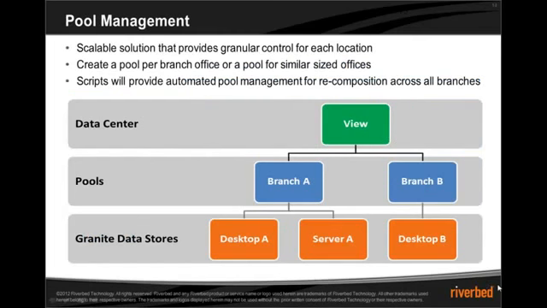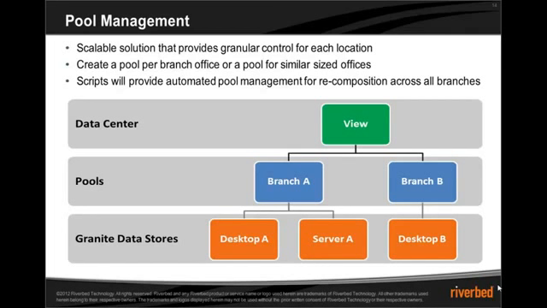Let's take a slightly more detailed look at some of the design considerations of the VMware Branch Office desktop solution when featuring the Steelhead EX plus Granite. The goal is to deliver a scalable solution that provides granular control for each location. So when leveraging the Granite solution to project desktops to the branch office, when you're configuring your pools, you will create one pool per branch office or a pool for similar sized offices. For executing recomposition, scripts will provide automated pool management across all branches.